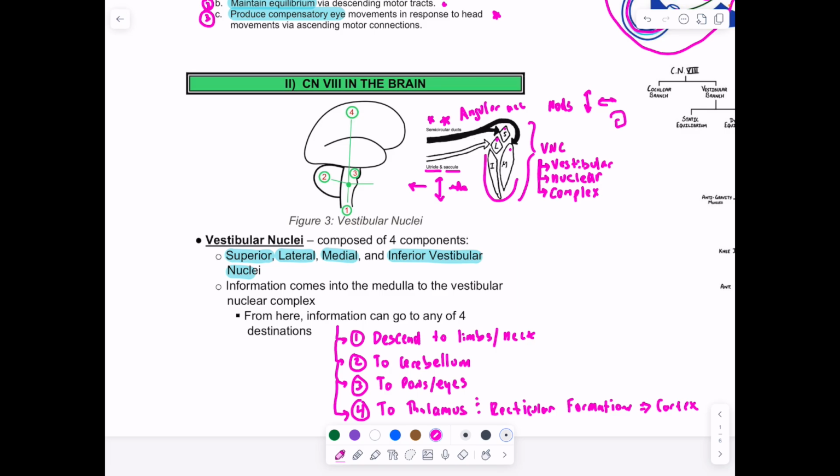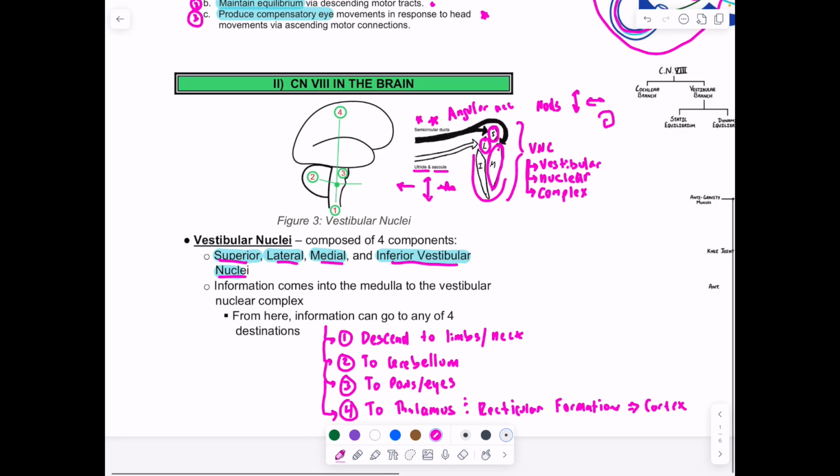All right, and so that's going to go to the lateral part of the vestibular nuclear complex, and then the semicircular is going to the superior, and then the medial as well. All right, but overall it's composed of 4 different components: the superior, lateral, medial, and inferior vestibular nuclei. And the idea is that the information is coming into the medulla. This is located in the medulla. And then from there, we're going to go to 4 different potential destinations. Descend to the limbs and the neck, right? That's the motor part of this to make sure that we're not falling over.